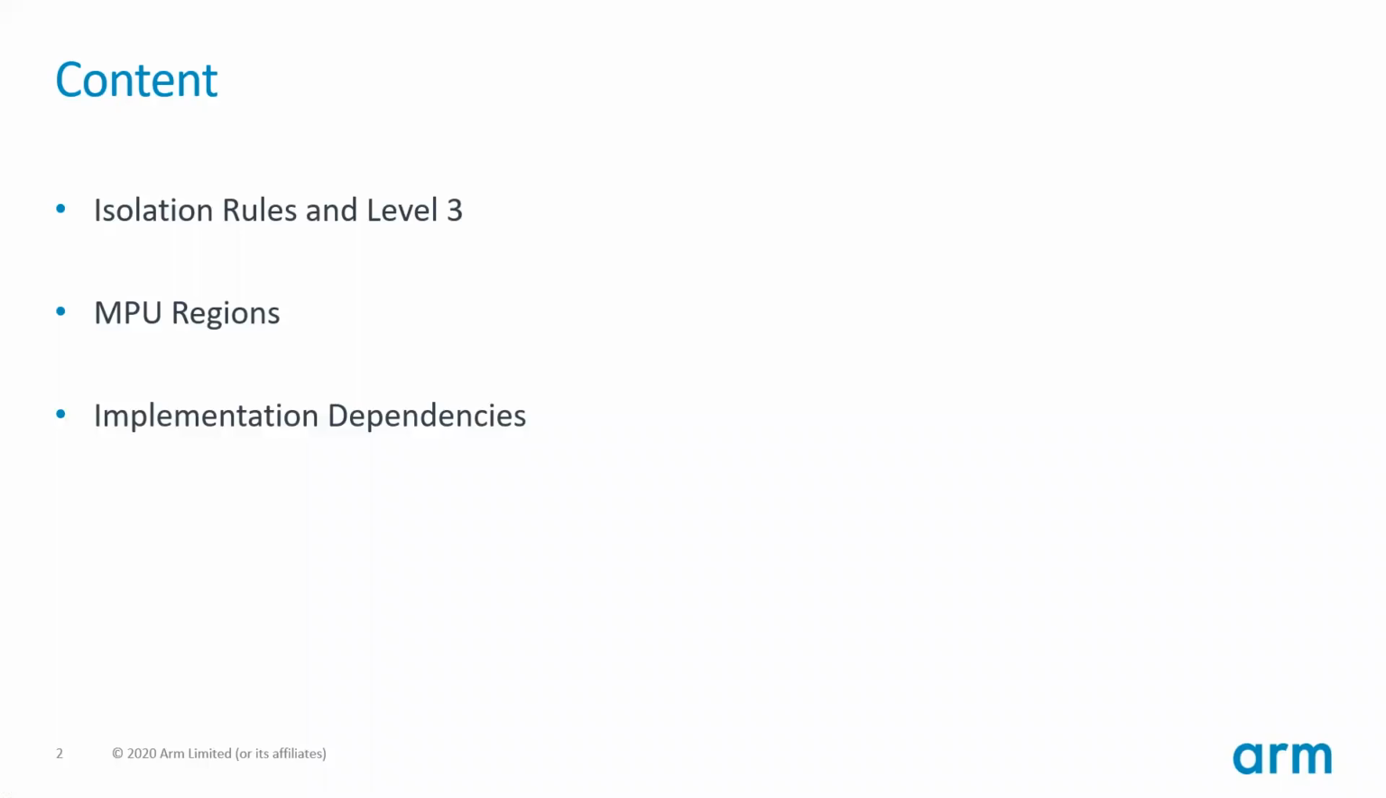I have sent a mail to the mailing list to broadcast the design document for isolation level 3 and call for reviews. If you have some very detailed discussion, you can put comments there or reply to that mail thread. The content will be simple. We have three items here: first, isolation rules at level 3, then the MPU regions, which some partners may like to take a look at, and then the implementation dependencies.